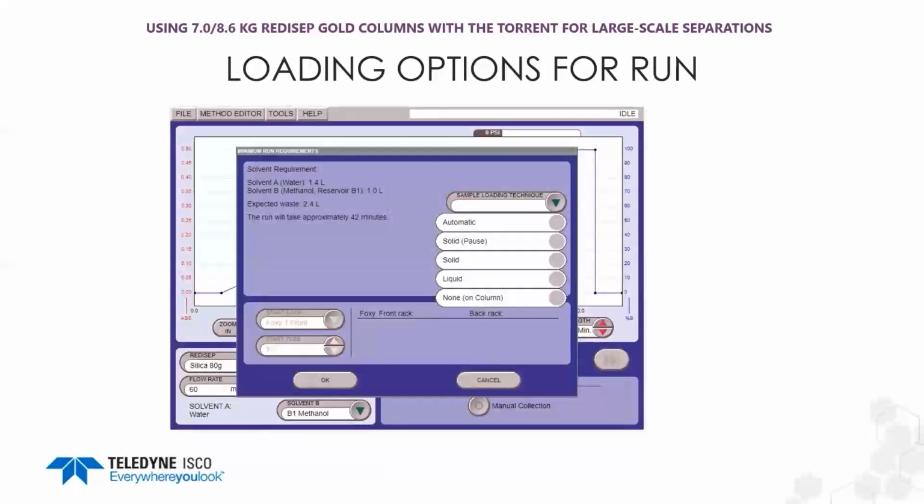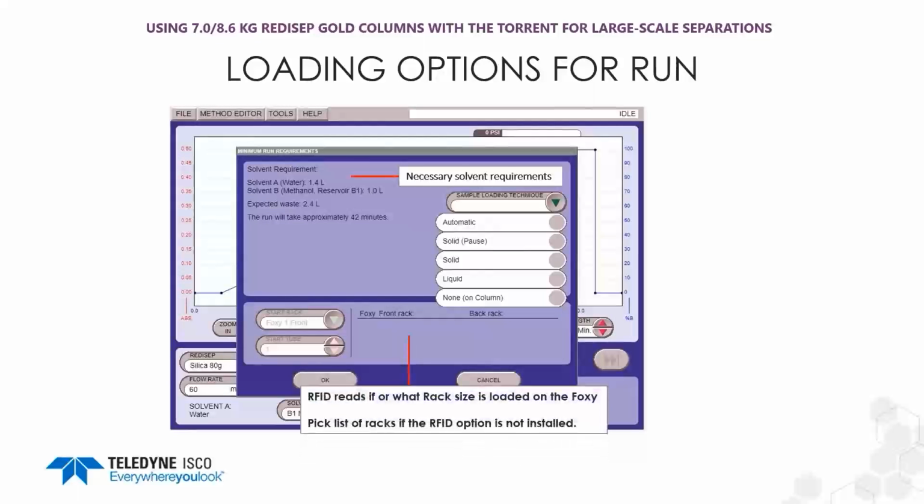And so on the software here, you can see the different loading options. Your run requirement screen shows the necessary solvent requirements for the run. In this case, for water methanol, we're going to use 1.4 liters of water, 1 liter of methanol. Your RFID tag on the Foxy, which we'll talk about in a sec, will tell you what rack size is loaded on the Foxy and where your starting positions are.